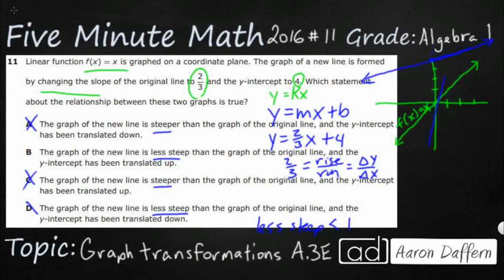And then what does that y-intercept do? Well, the y-intercept has been translated up, or the y-intercept is translated down. Well, it's a positive 4, not a negative 4. We can easily see it was pushed up. So my answer is going to be B.